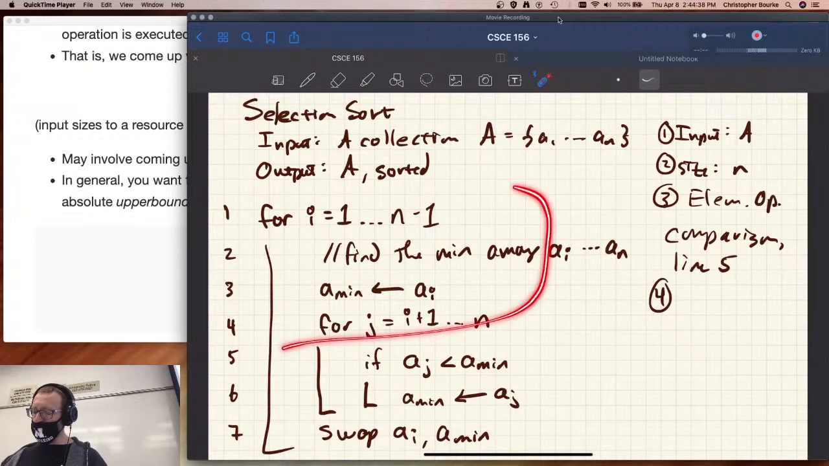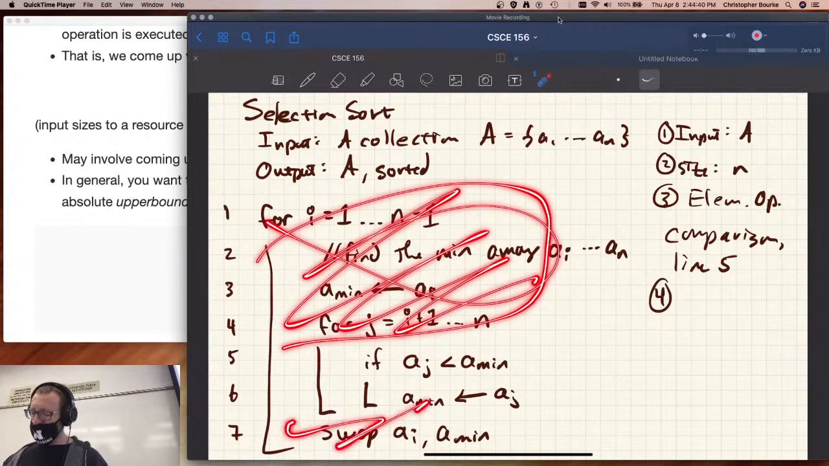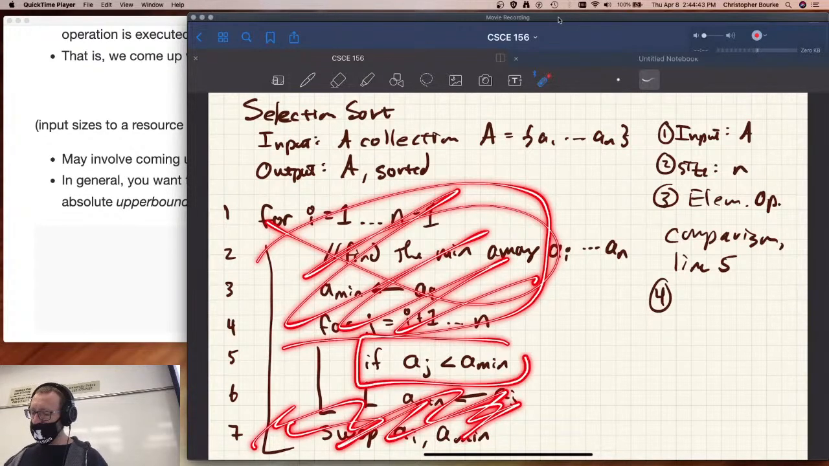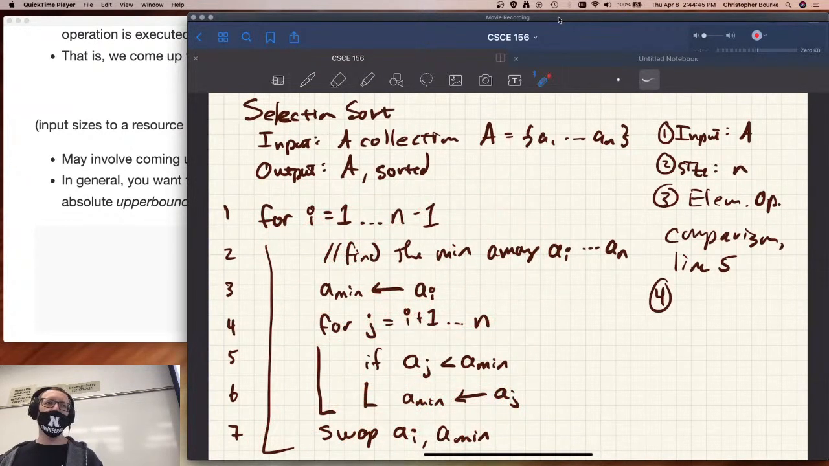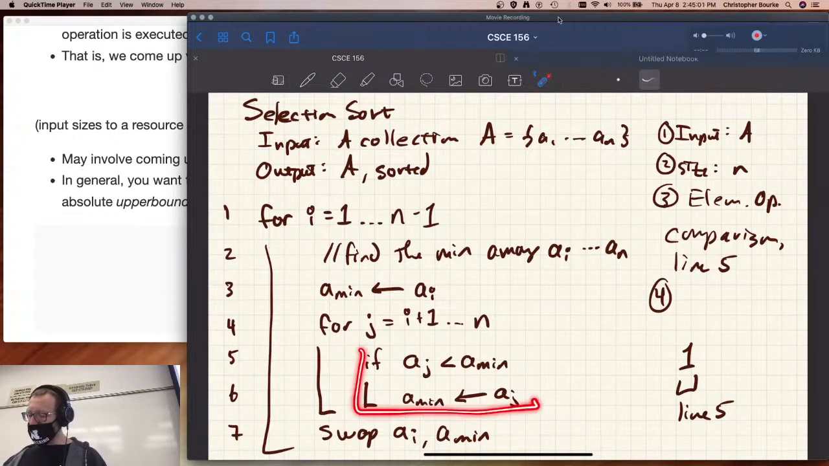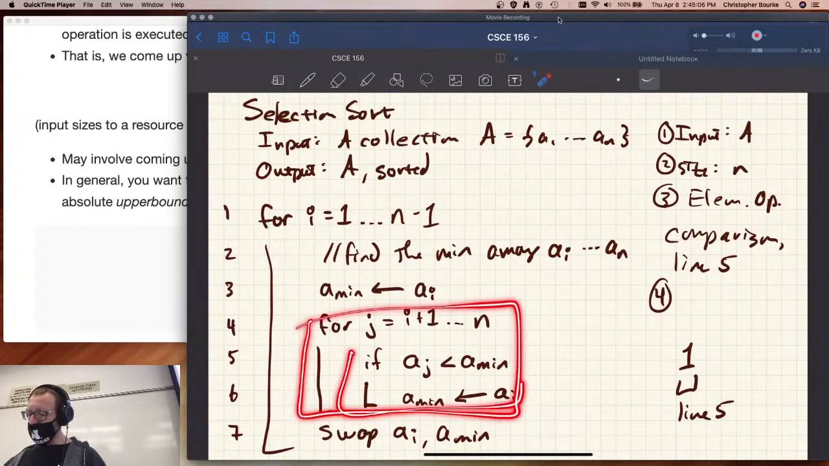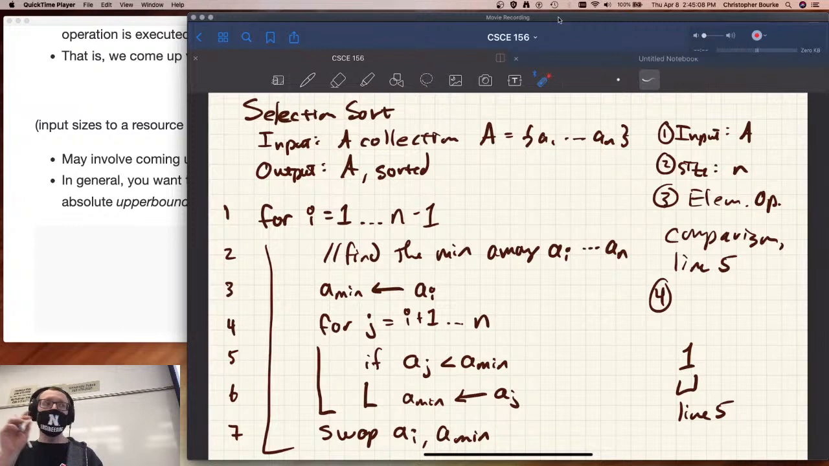If you ignore everything else and only focus on line 5, how many comparisons are there on that line? Just one. There's one comparison on line 5. Now, let's zoom out a little bit. Line 5 is part of this code block here that is tied to this for loop. The entire inner code block is going to be executed for every iteration of that for loop.